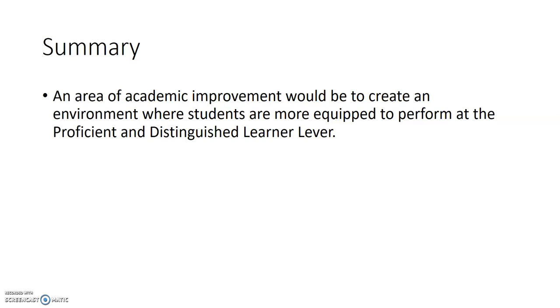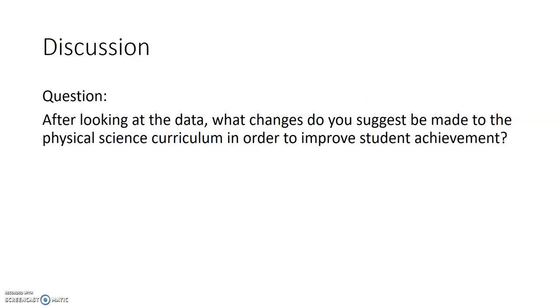So in summary, student achievement in physical science at Dalton High School is an area of academic improvement. We want to look at making an environment where students are more equipped to perform at the proficient and distinguished learner level. So we are making strides of improvement, especially looking at the 2019 academic year, but we want to keep doing this and to keep growing in this field.